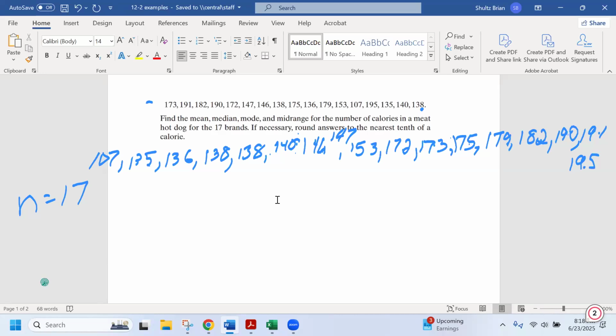Okay, I'm going to add these up, but I am going to do this a little bit differently. I know that all of these are in the hundreds, so I've got 1,700. And now I'm just going to add up the tens digits, and I'm going to use my calculator. This will save me time, believe it or not.